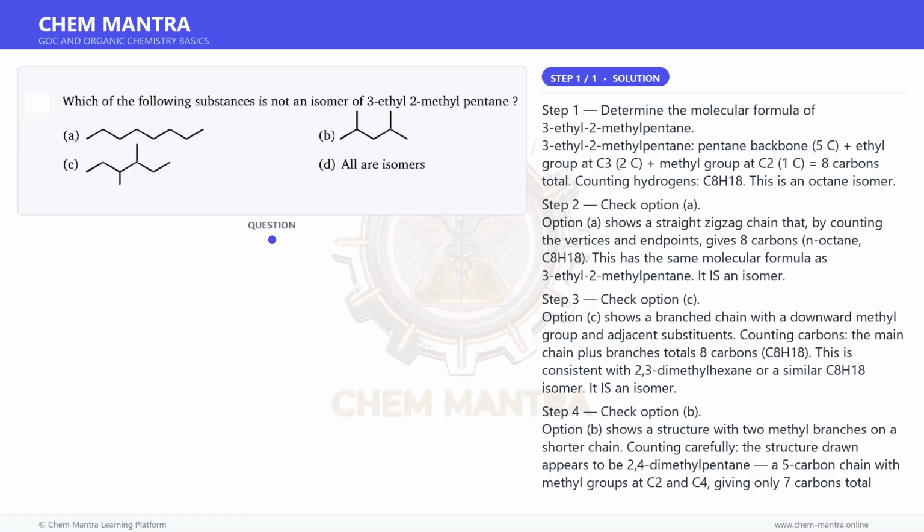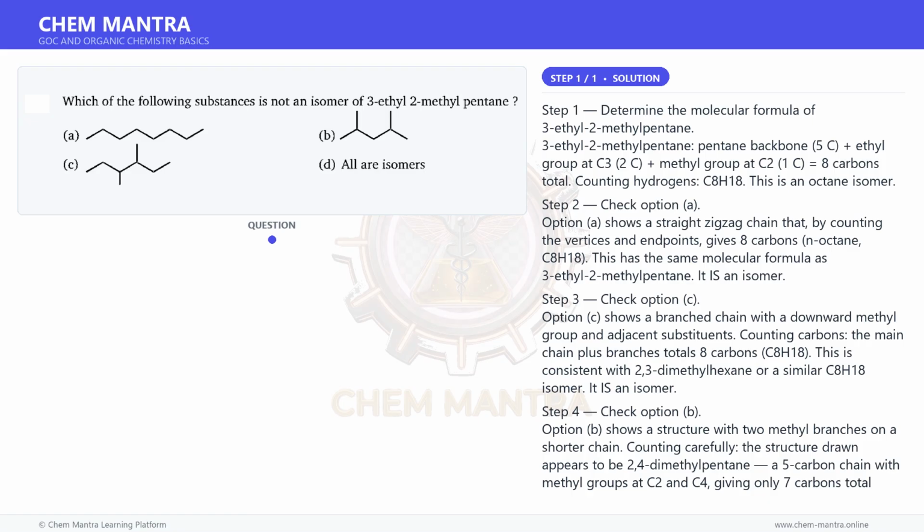Step 2. Check option A. Option A shows a straight zigzag chain that, by counting the vertices and endpoints, gives 8 carbons, an octane, C8H18. This has the same molecular formula as 3-ethyl-2-methylpentane. It is an isomer.